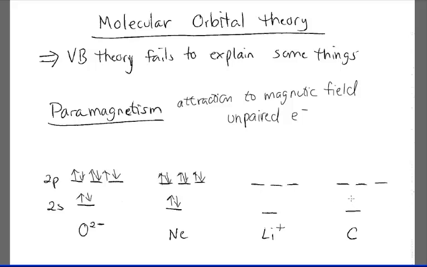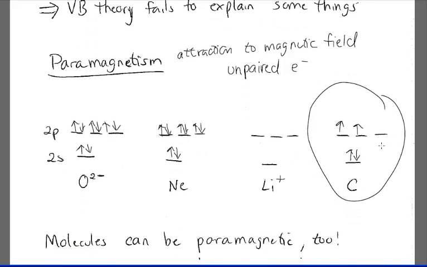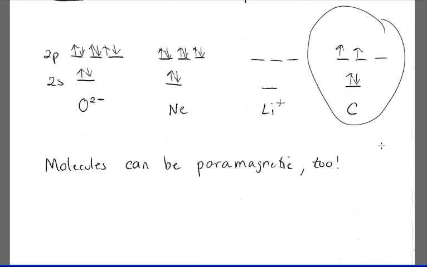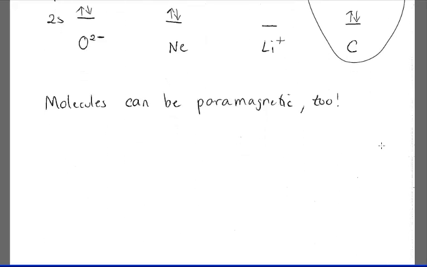Carbon has 4 electrons, and the 3rd and 4th go in 2 different p orbitals, so those two are unpaired. They don't have a down-spin pair, so carbon is a paramagnetic atom. All right, but molecules can be paramagnetic too, and that's kind of what we're more interested in now.